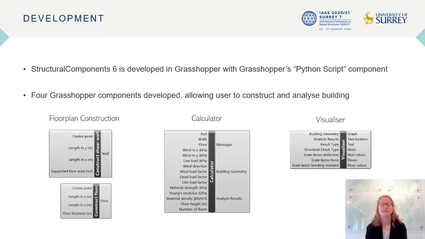Now I'll describe the development of the tool itself. Structural Component 6 was developed in Grasshopper, and the calculation method was written in Python with Grasshopper's Python script component. 4 Grasshopper components were developed, as you see below. 2 to allow the user to construct their floor plan. 1, a calculator to allow the user to apply loads and calculate the responses. And finally, a visualizer, which allows the user to see their building and provides feedback on validation checks.